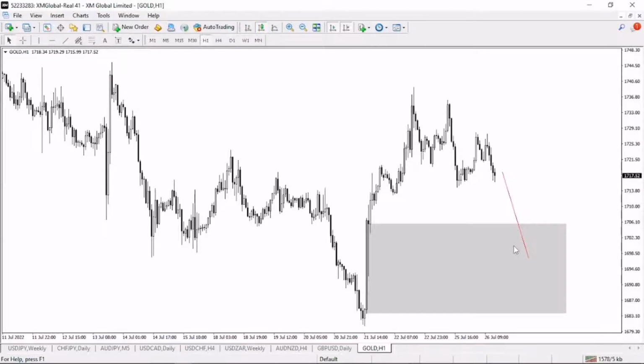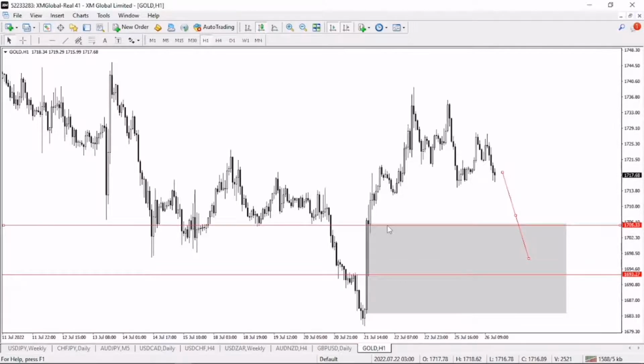So with gold, I think we are still going to go down, just to respect these levels. It's not going to be a massive sell, but just to go down and respect these levels, and then we go all the way to the upside.